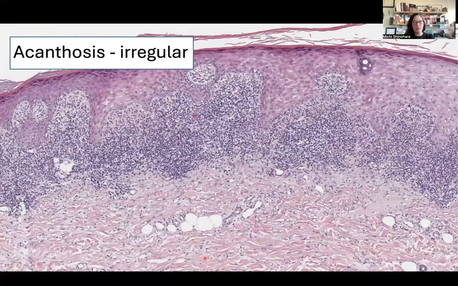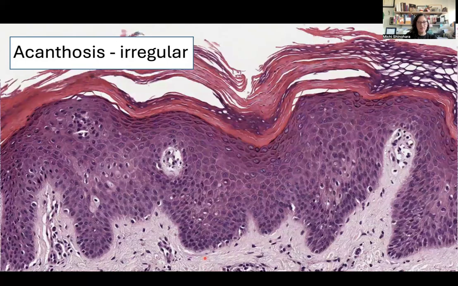This is lichen planus, showing kind of thick, thin, jagged looking rete. And here's another example of irregular acanthosis. This is pityriasis rubra pilaris, showing kind of blunted rete. But regardless, acanthosis, thickening of the epidermis.